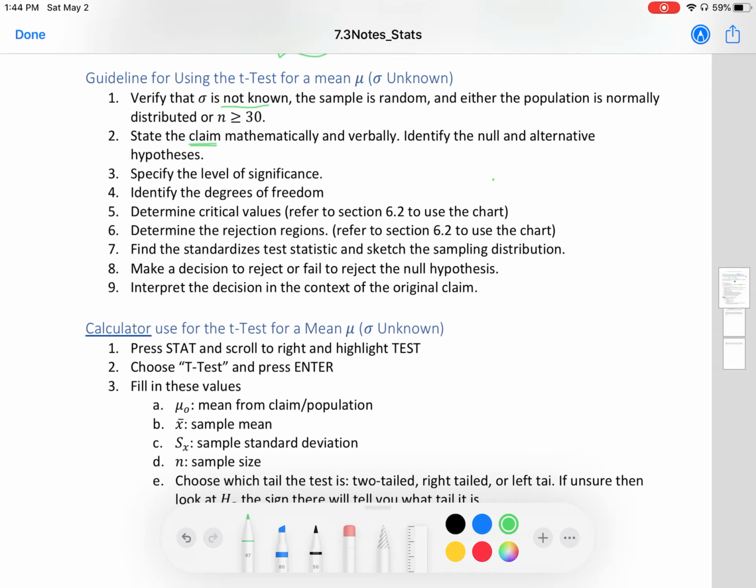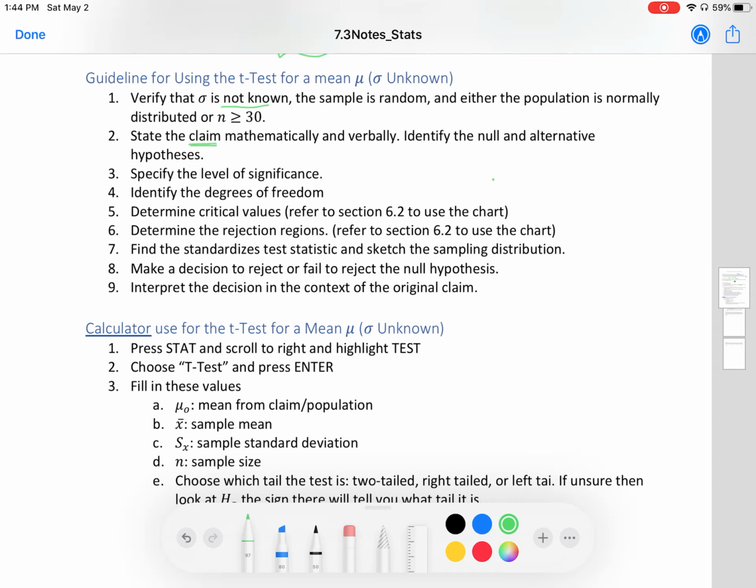Specify the level of significance, your alpha, your given alpha. Identify your degrees of freedom. Determine your critical values. Determine your rejection regions, and that's based on your claim. Find the standardized test statistic and sketch the sampling distribution to compare it against your normal distribution. Make a decision to reject or fail to reject the null hypothesis. Interpret the decision in the context of the original claim.